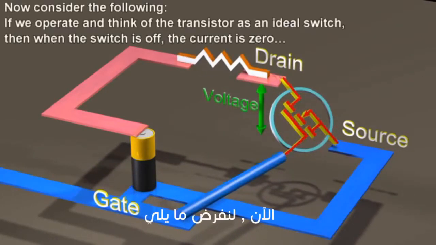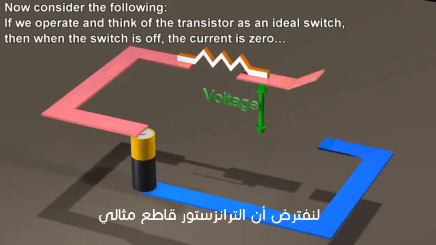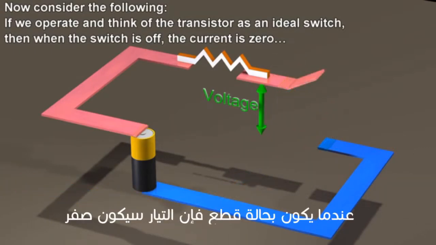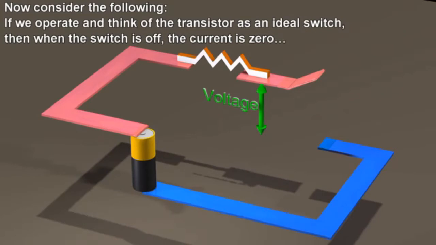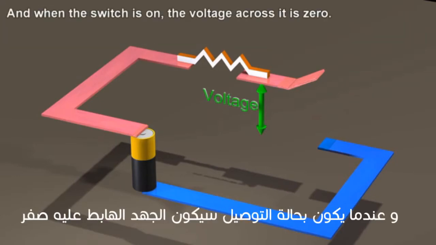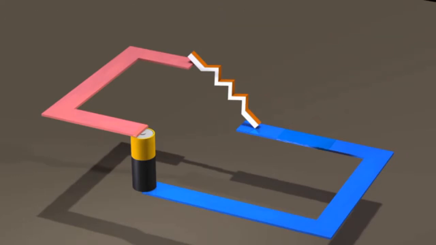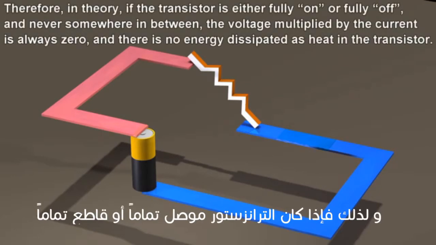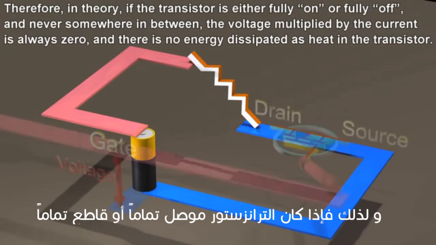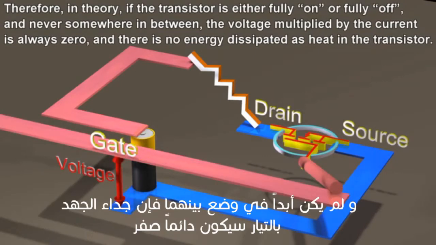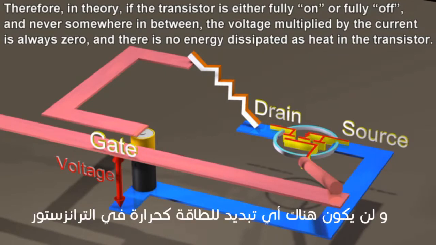Now, consider the following. If we operate and think of the transistor as an ideal switch, then when the switch is off, the current is zero. And when the switch is on, the voltage across it is zero. Therefore, in theory, if the transistor is either fully on or fully off, and never somewhere in between, the voltage multiplied by the current is always zero, and there is no energy dissipated as heat in the transistor.